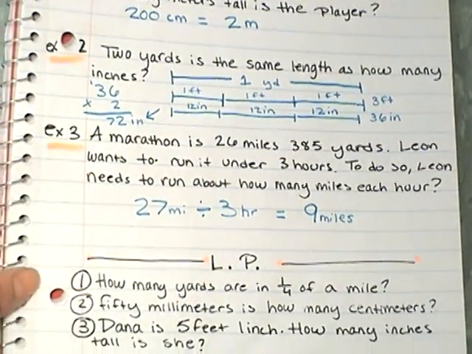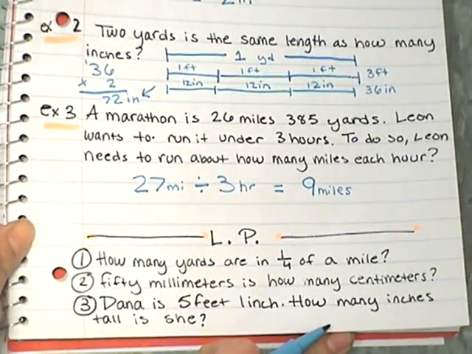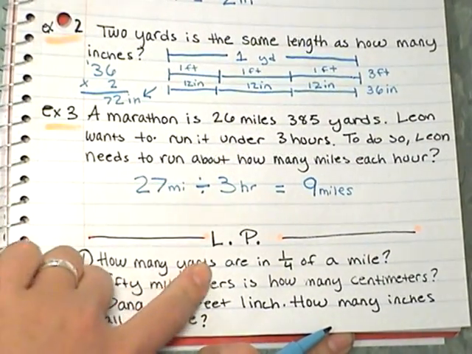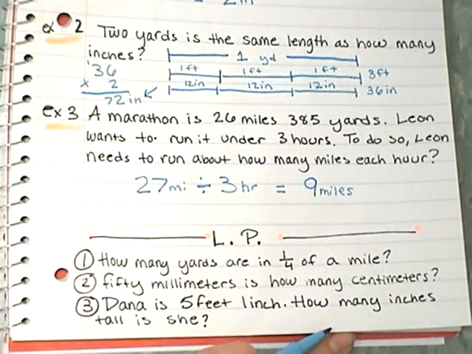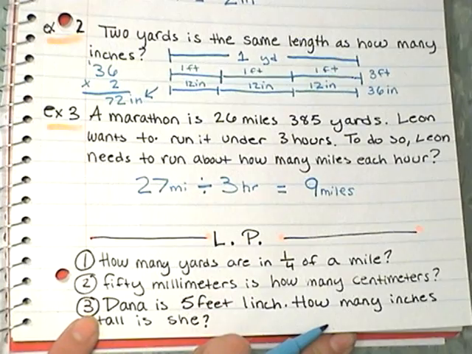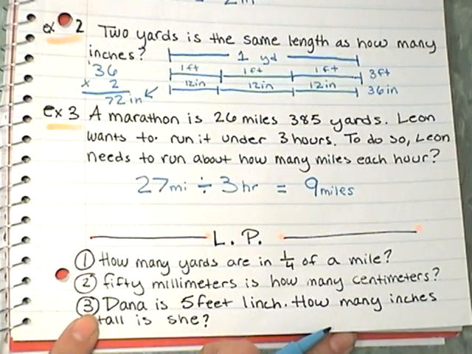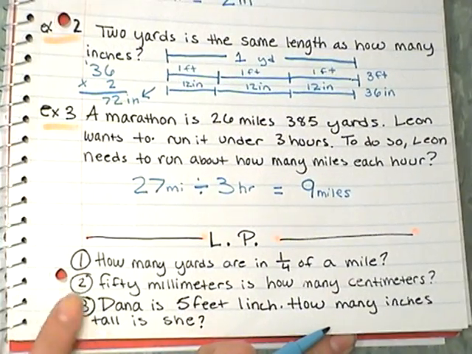Alright, and here's your lesson practice. It says, how many yards are in 1/4 of a mile? 50 millimeters is how many centimeters? And Dana is 5 feet 1 inch. How many inches tall is she?